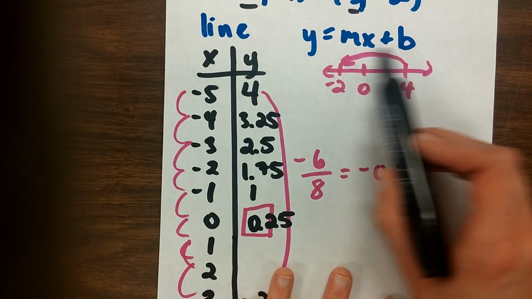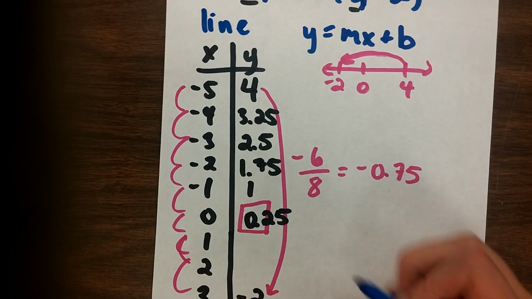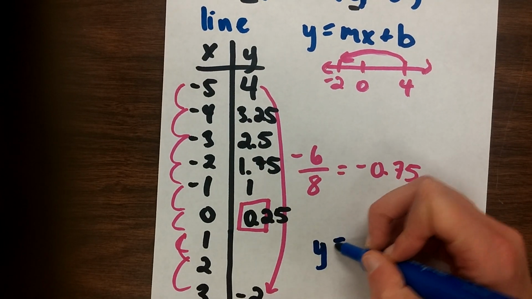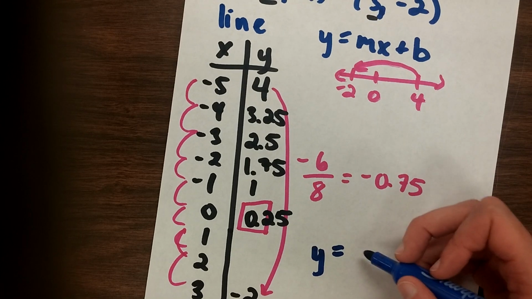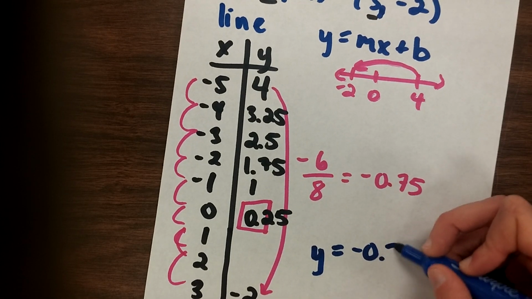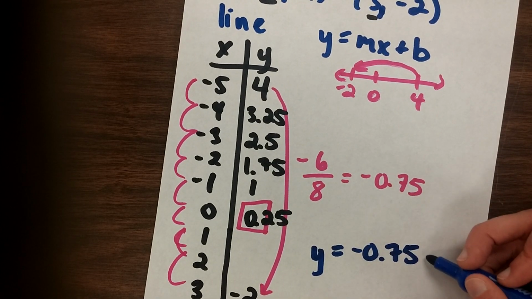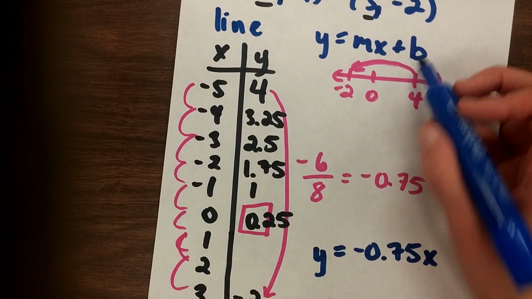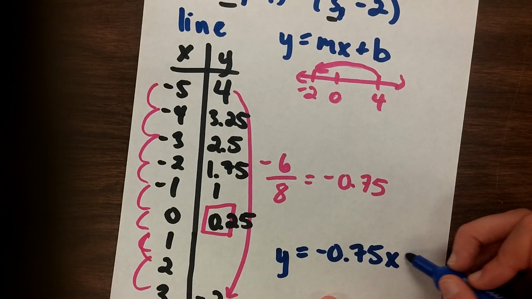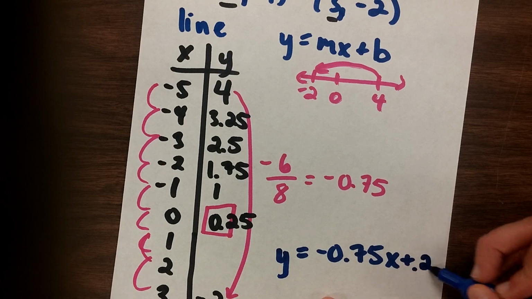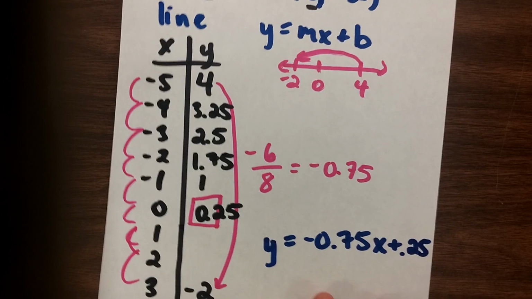So I can now write what my answer will be. It is y equals, this was my slope, what it was subtracting each time, -0.75x, and then b is my starting value, and that was the 0.25, so plus 0.25. So that is my equation.